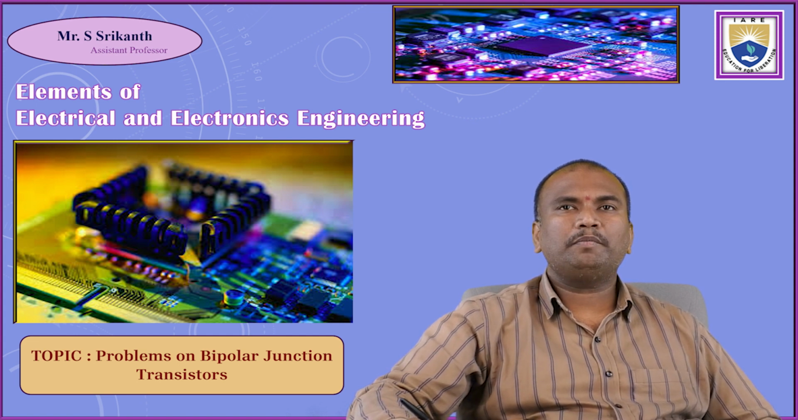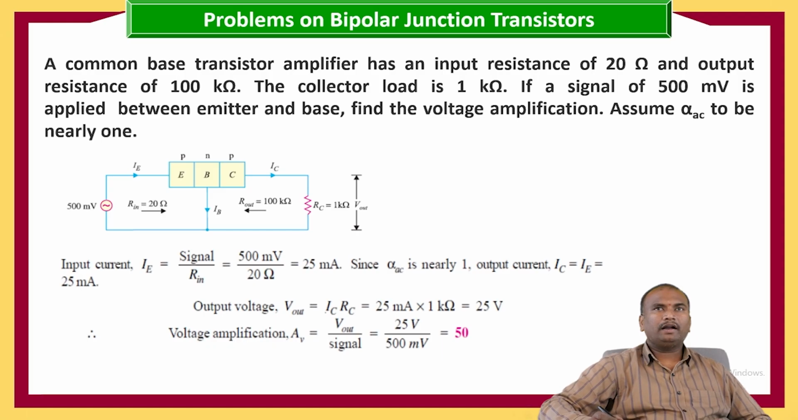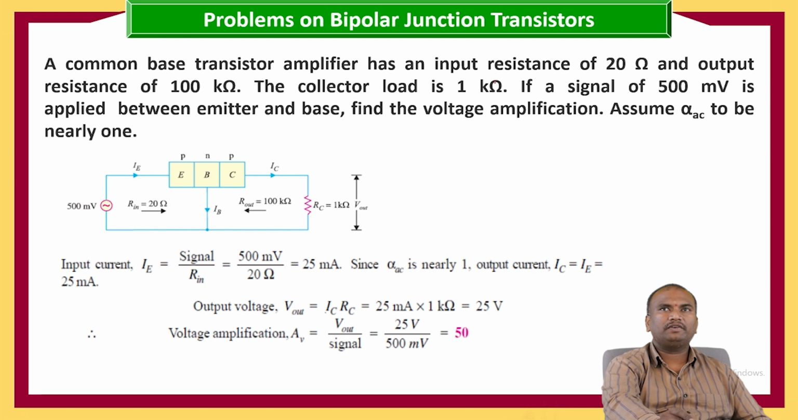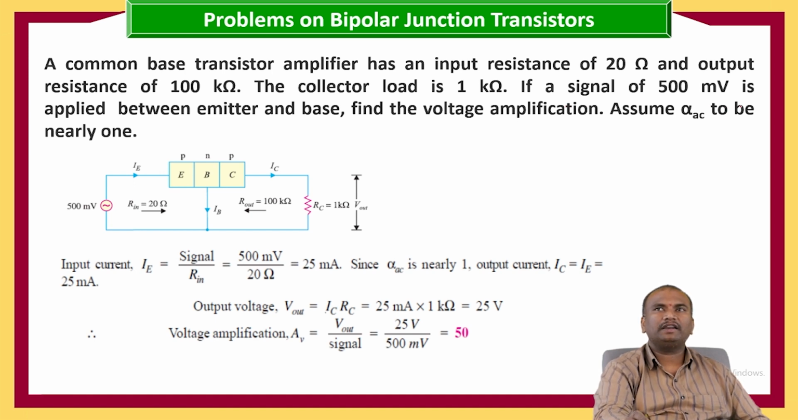In this session, I am discussing the problems on bipolar junction transistors. A common base transistor amplifier has an input resistance of 20 ohms and output resistance of 100 kilo ohms. The collector load is 1 kilo ohm. If a signal of 500 millivolts is applied between the emitter and base, find the voltage amplification. Assume alpha AC to be nearly 1.